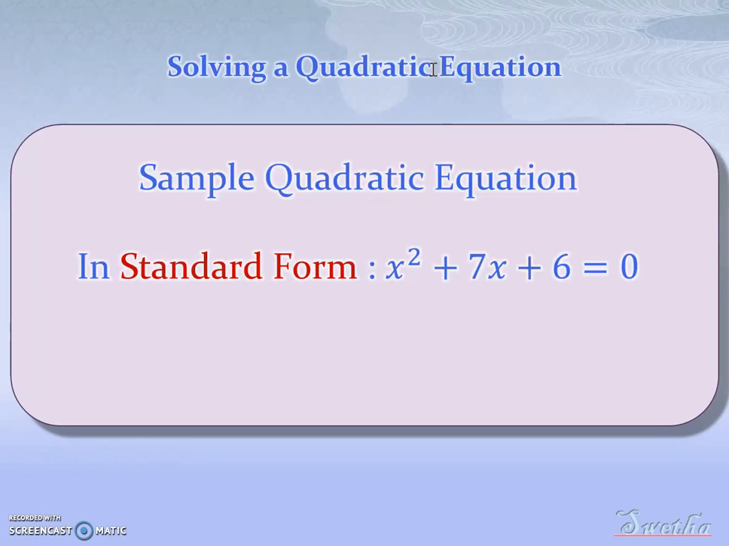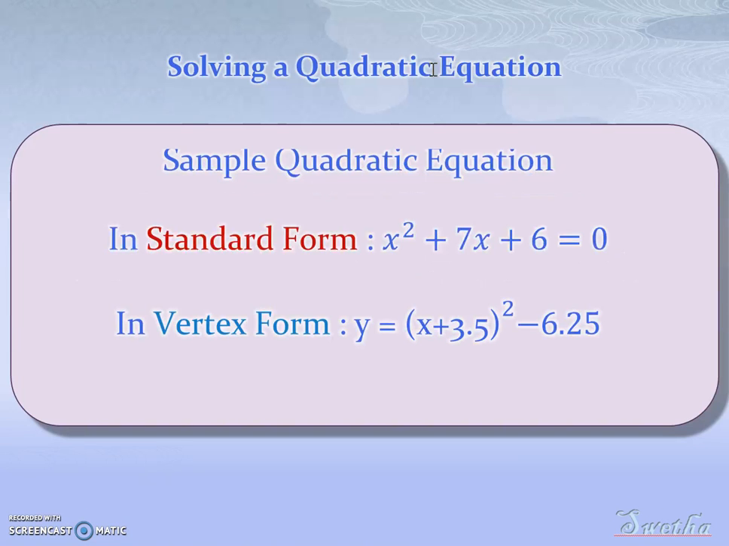To solve a quadratic equation, I'm going to show you a sample quadratic equation that I've chosen, which is x squared plus 7x plus 6 is equal to 0. This is written in standard form, as I said before. Standard form is ax squared plus bx plus c is equal to 0. The same equation is written in vertex form as y is equal to (x plus 3.5) squared minus 6.25. In this equation, we can see that (negative 3.5, negative 6.25) is the vertex of the quadratic equation.